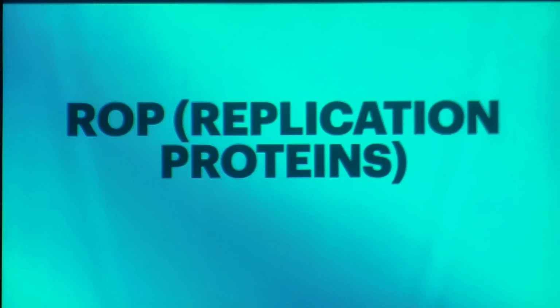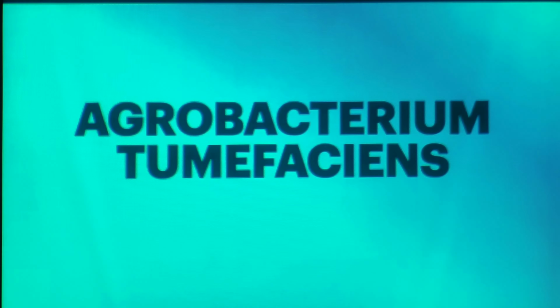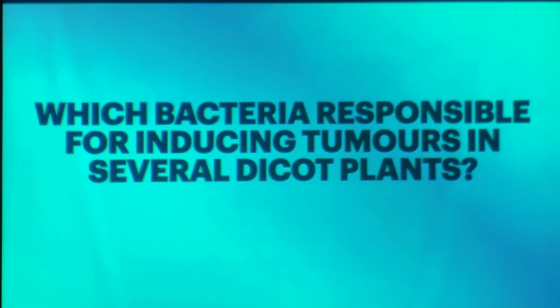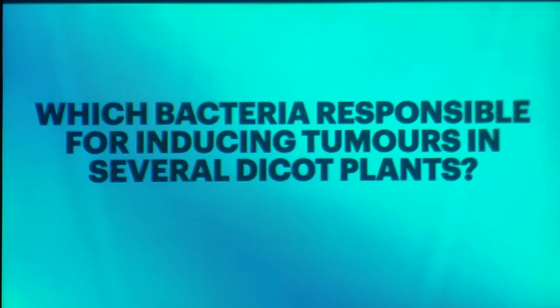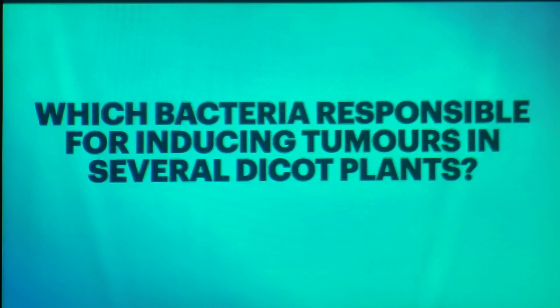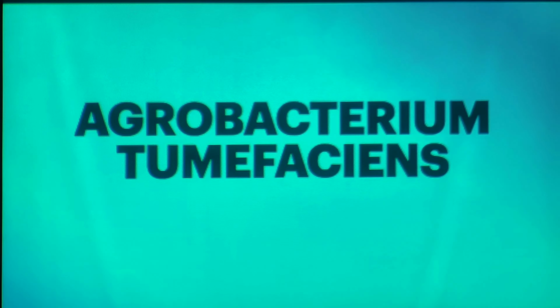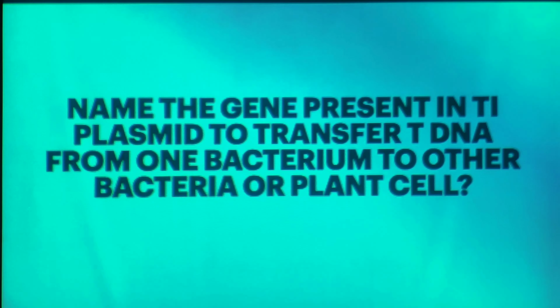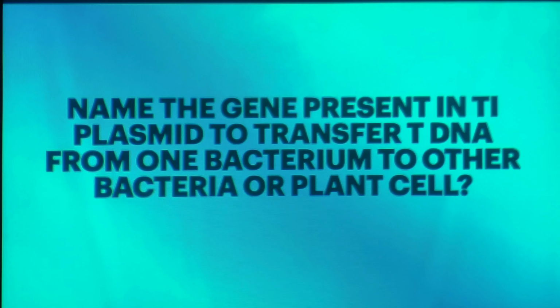Replication proteins. Ti plasmid is found in Agrobacterium tumefaciens bacteria. Which bacteria are responsible for inducing tumors in several dicot plants? Agrobacterium tumefaciens. Name the gene present in Ti plasmid to transfer T-DNA from one bacterium to other bacteria or plant cell.